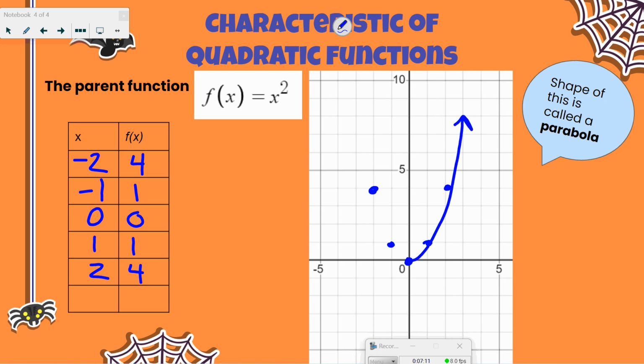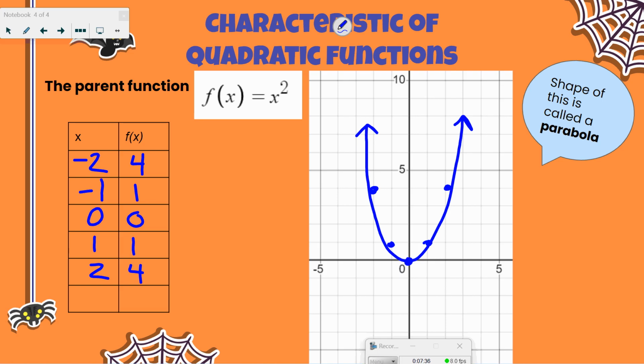All right, so notice we have our U-shaped graph. Remember that U-shaped graph is called the parabola. It's no longer a V. So always go back to that foundation of inputs and outputs to create good points. What are some characteristics or generalizations you're noticing about our quadratic?